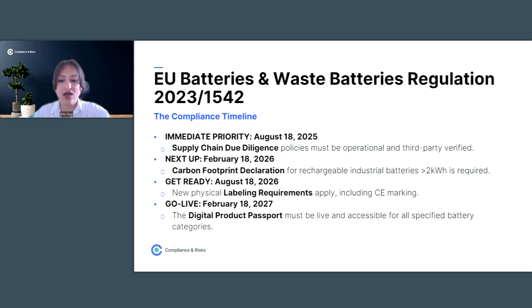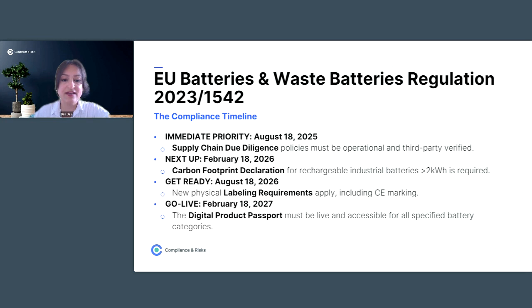Just 2 months from now, by this date, your supply chain due diligence policies for materials like cobalt, lithium, and nickel must be fully operational and, crucially, third-party verified. This means having a management system aligned with OECD guidelines and undergoing a successful audit. Failure here has a cascading effect on your ability to comply later.